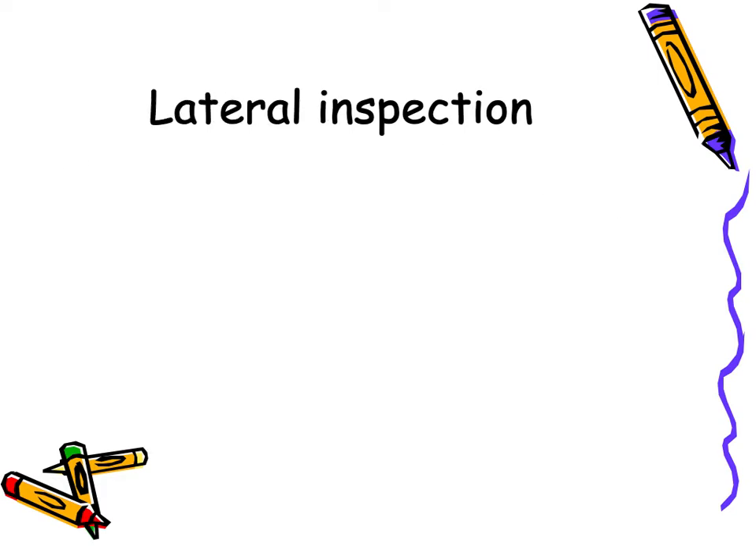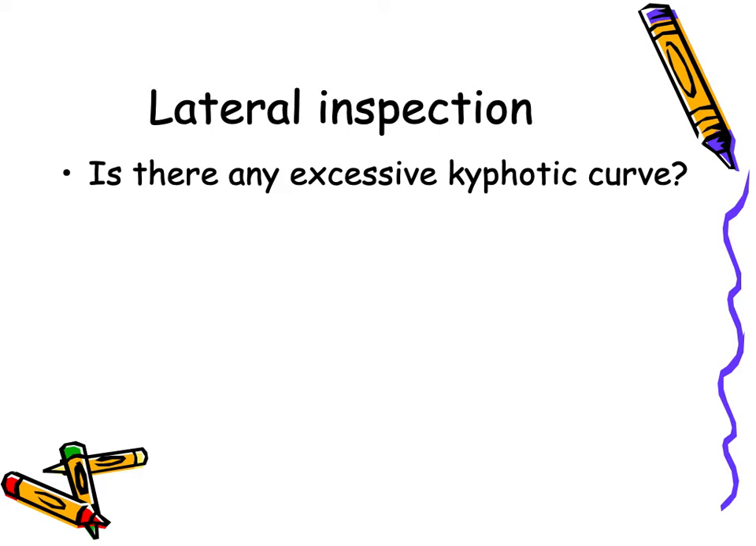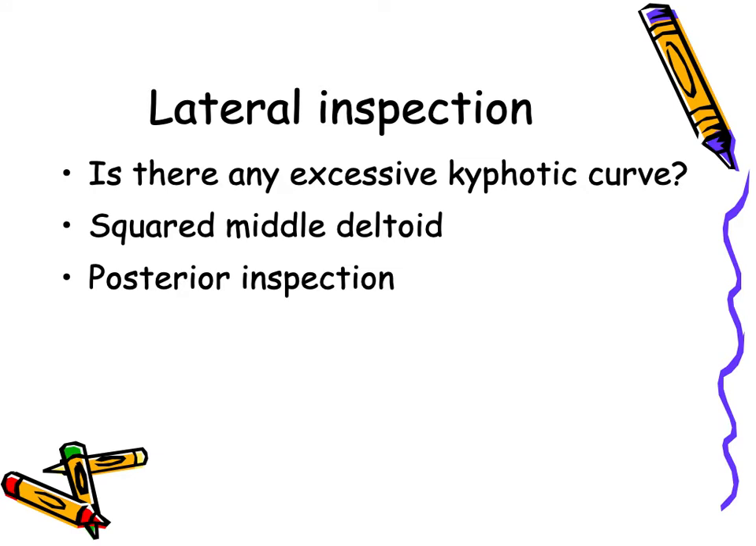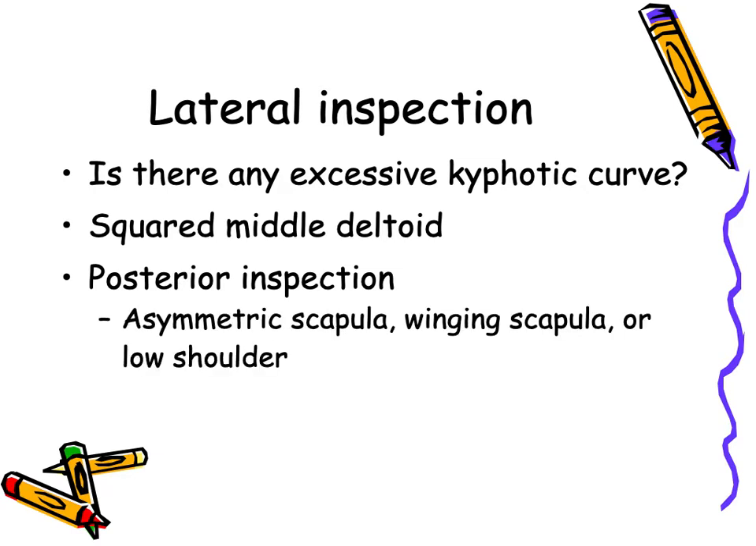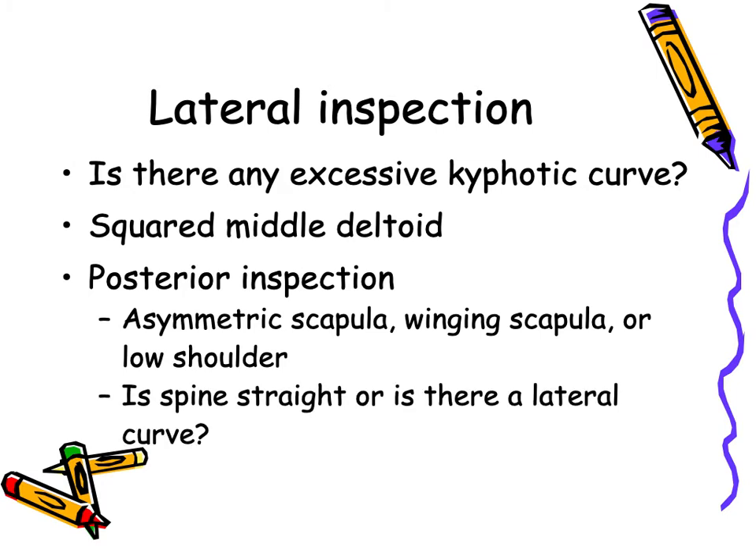Then our lateral inspection. Is there any excessive kyphotic curve? Squared middle deltoid, that's the side of their shoulder. And then the posterior inspection, we want to see if the scapulae are the same, or is the scapula winging? Do they have a lower shoulder than the other side? Is the spine straight, or is there a lateral curvature to that? So again, we're just looking for clues to what's going on in the shoulder.